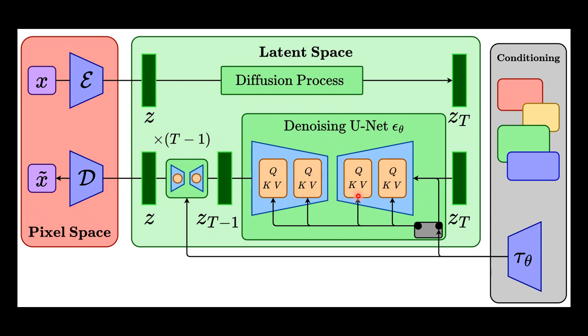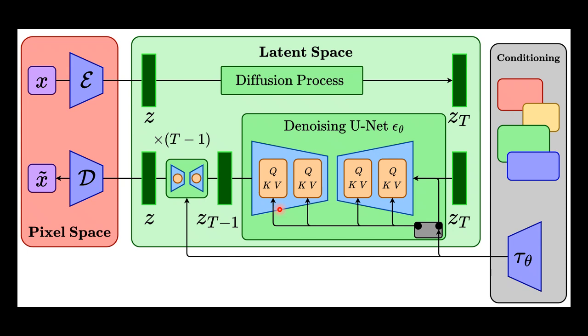Its encoder-decoder structure captures local spatial information while skip connections preserve the fine details across scales, which is crucial for denoising. Finally, diffusion models become truly powerful when we condition them.